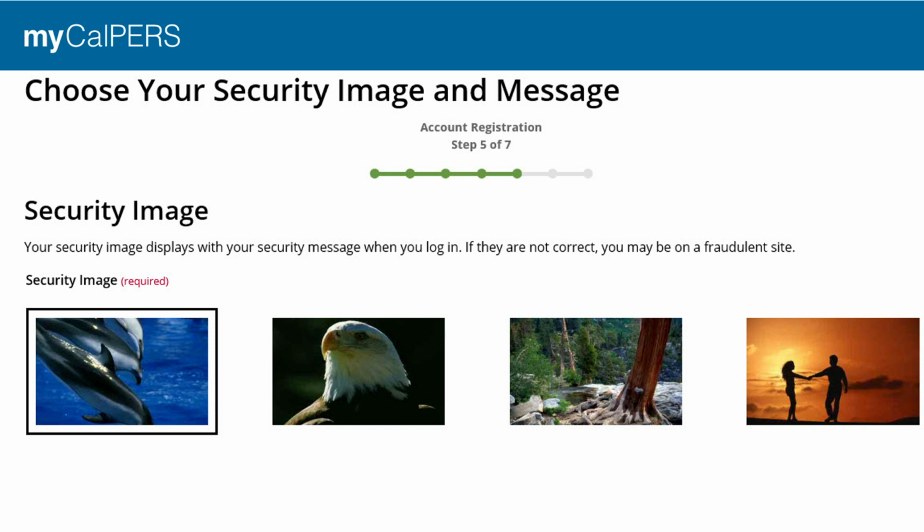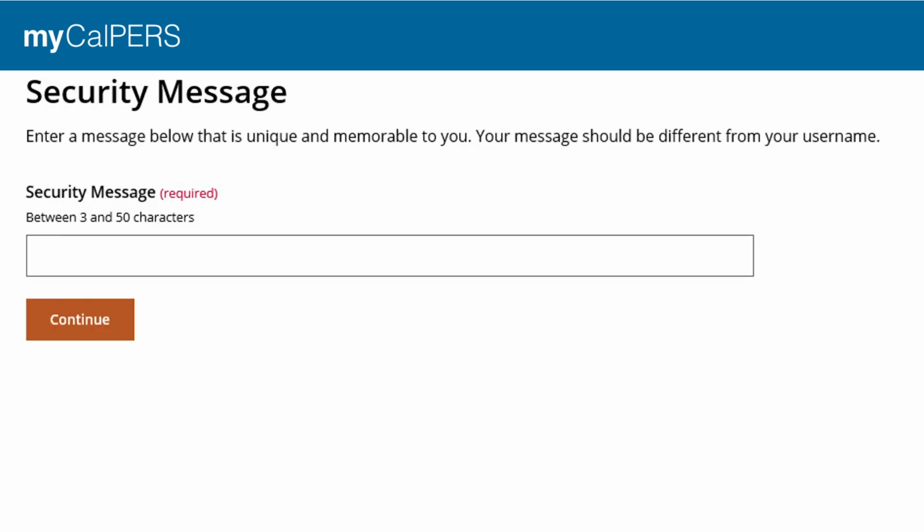Choose your security image. You can choose between 40 different images. Enter a security message that is at least 3 characters. The security message and the image should be something you'll recognize. You won't be required to enter your image or message, but after entering your username, and before you enter your password, you'll see your image and message. When you're logging in, if you've entered your correct username but don't see the image and message you created, don't enter your password and call us.